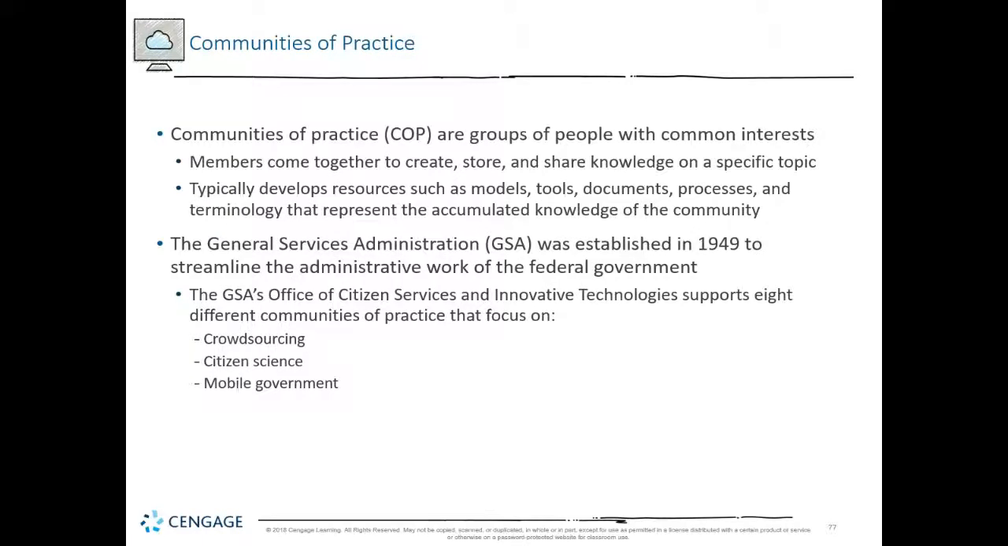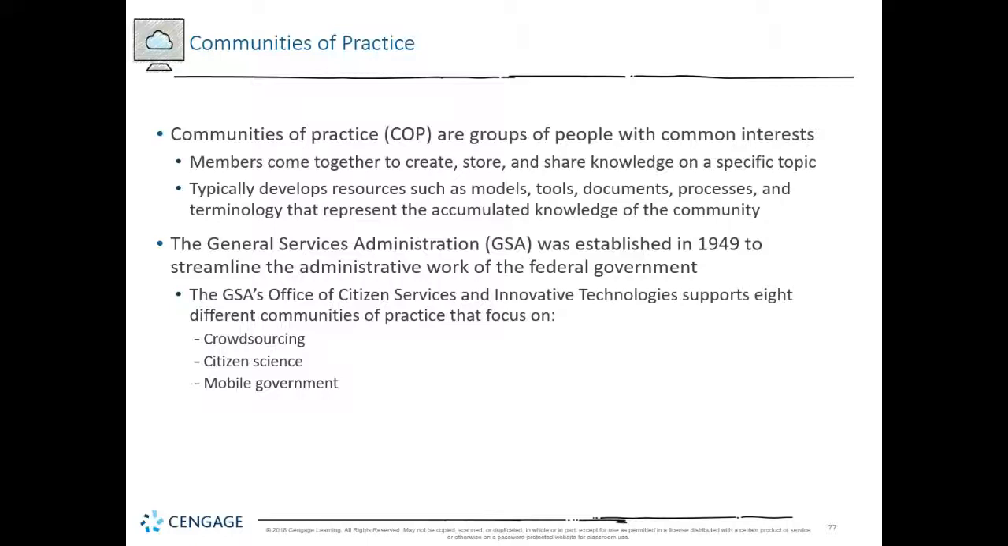Communities of practice. Communities of practice, COP, are groups of people with a common interest. Members come together to create, store, and share knowledge on a specific topic. They typically develop resources such as models, tools, documents, processes, and terminology that represent the accumulation of the community's knowledge.